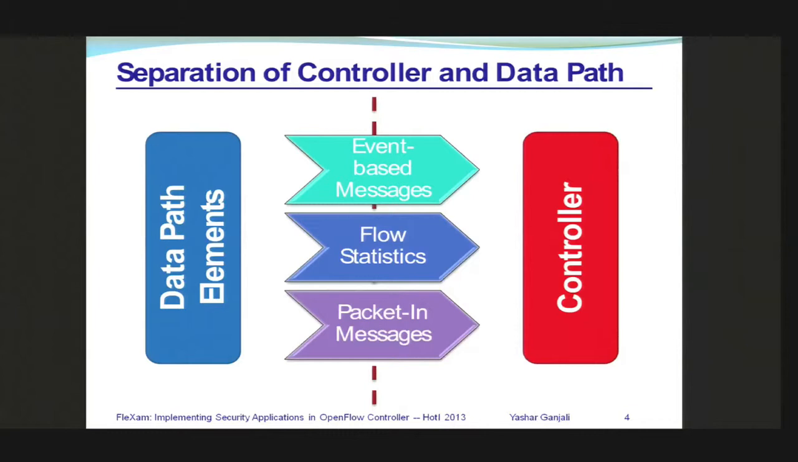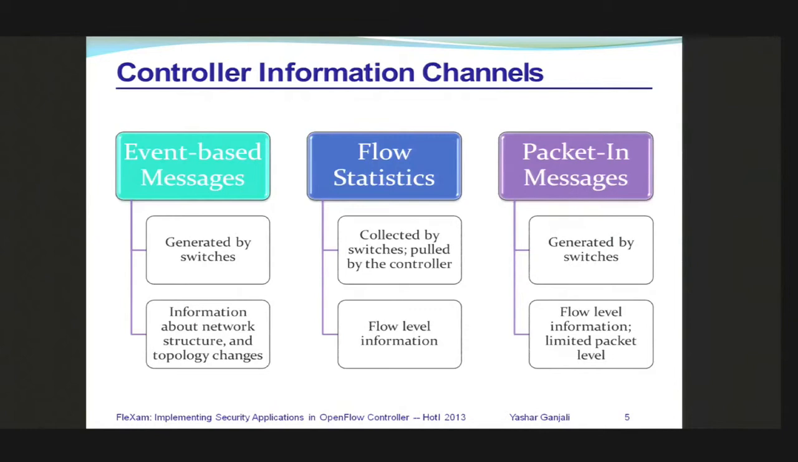And there are packet-in messages. When a switch doesn't know what to do with a specific packet, it will send a copy of the packet to the controller. So if you look at these three different information channels between the data path element and the controller, you can see that most of the information is at the flow level. So you have very, very limited access to packet-level information, which is required by some applications if you want to implement them in the controller as controller apps.